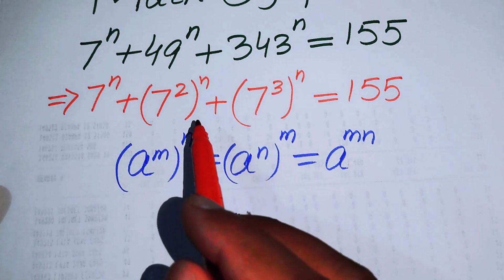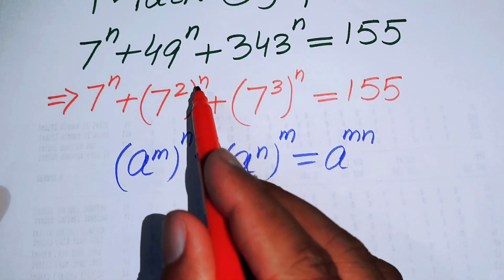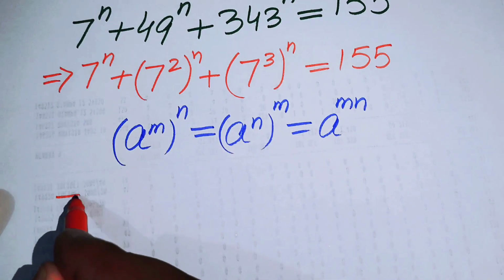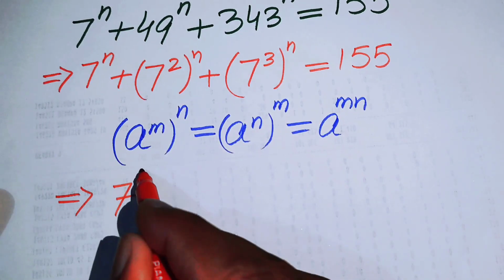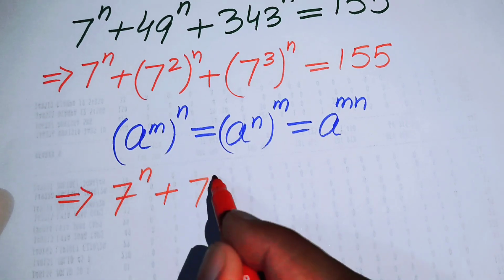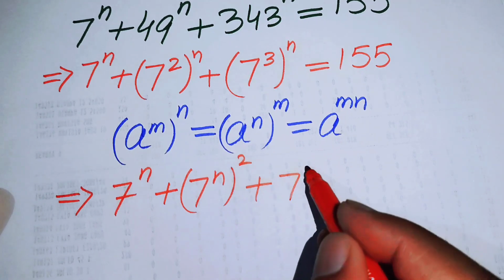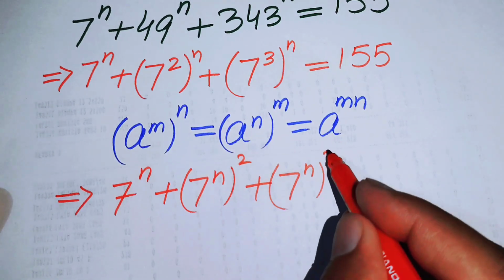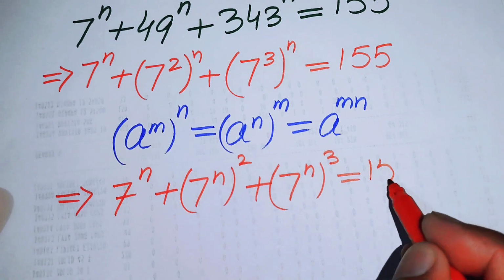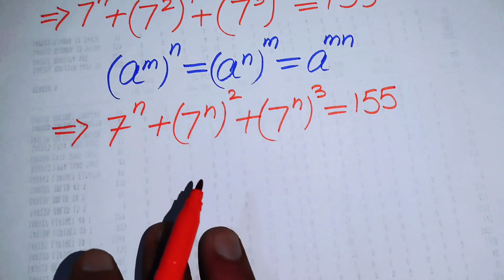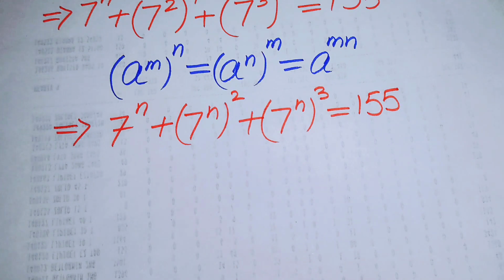So here we need to interchange these two exponents by using this law, so that we get 7 to the power of n plus 7 to the power of n and its whole squared plus 7 to the power of n and its whole cubed is equal to 155.